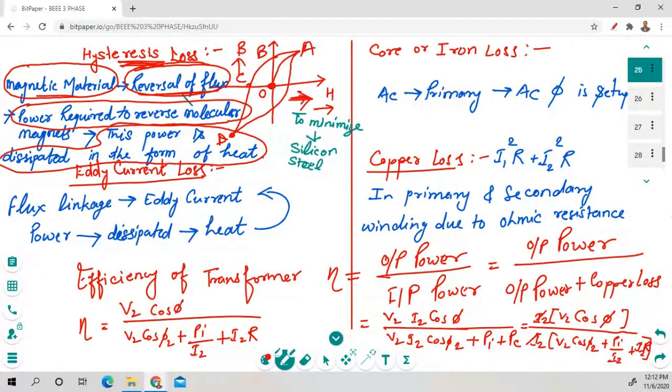loss. Write in the chat box: have you understood this hysteresis loss? How is this happening? Write in the chat box.